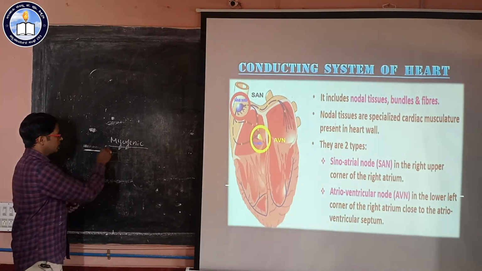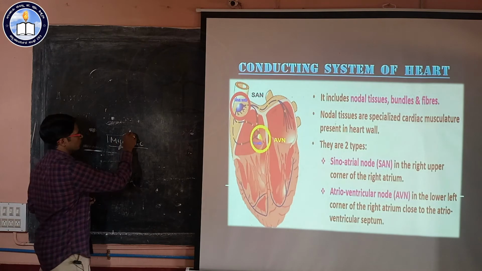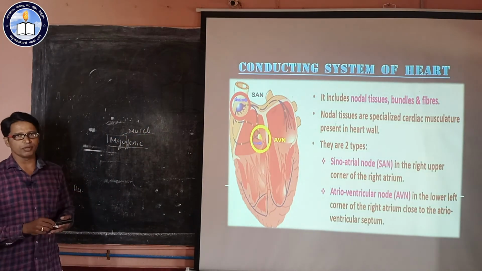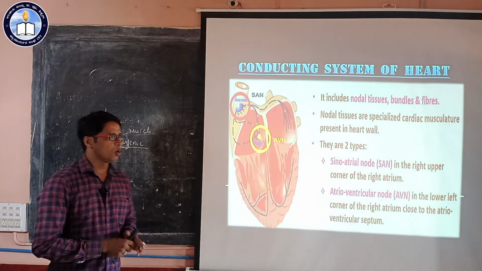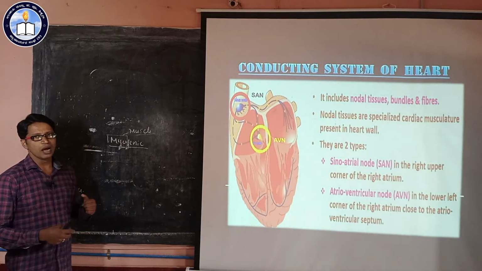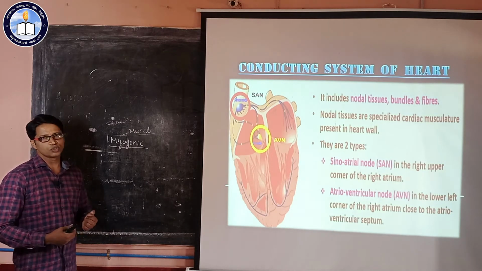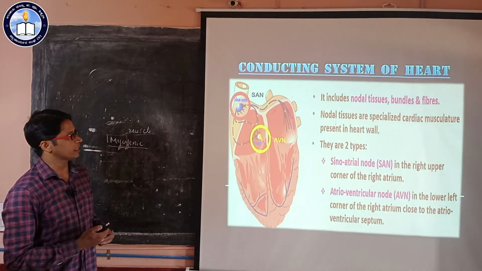Myogenic heart. Here myo refers to muscle. Myo means muscle. So in humans, the heartbeat is originated with the help of a specialized muscle, so the human heart is called a myogenic heart.